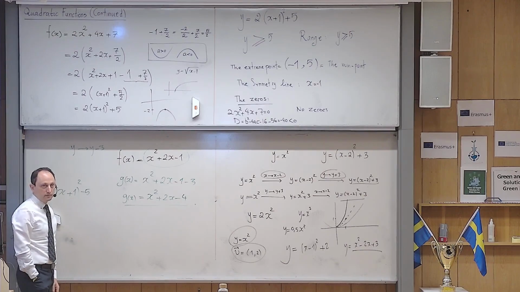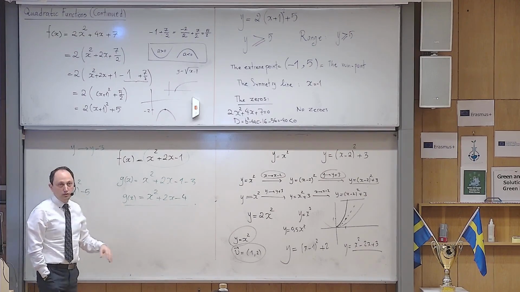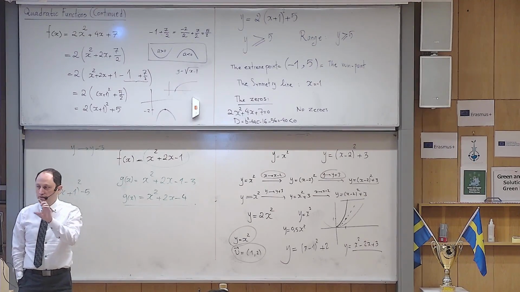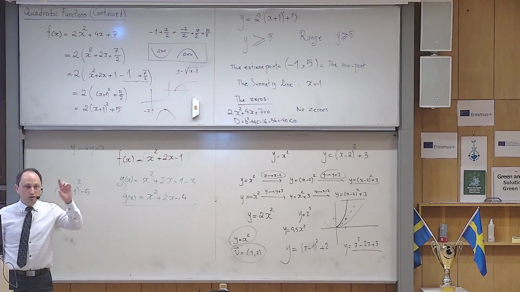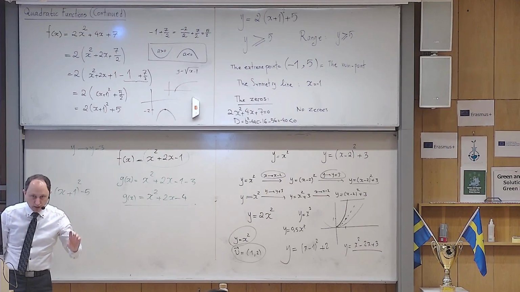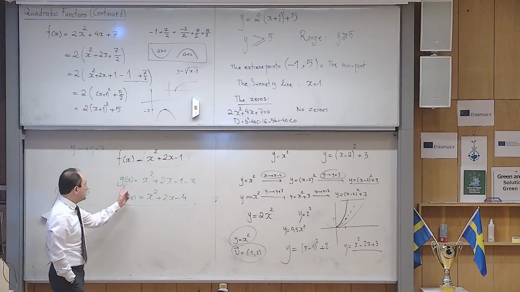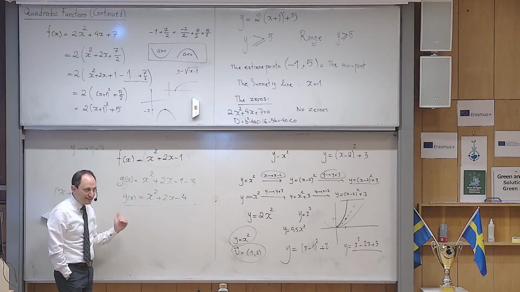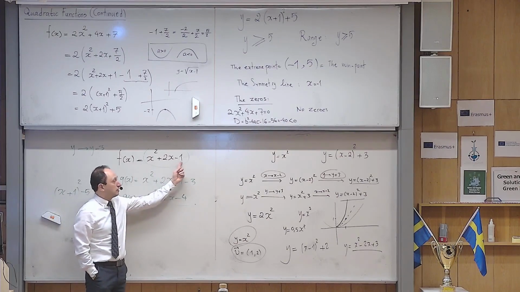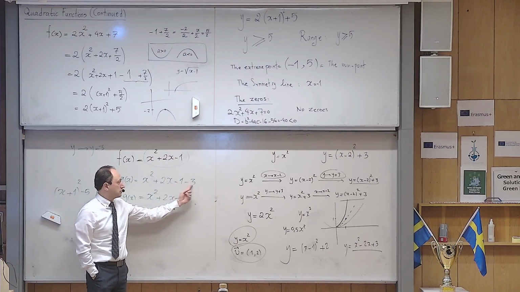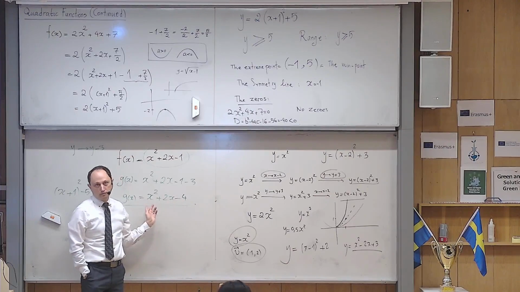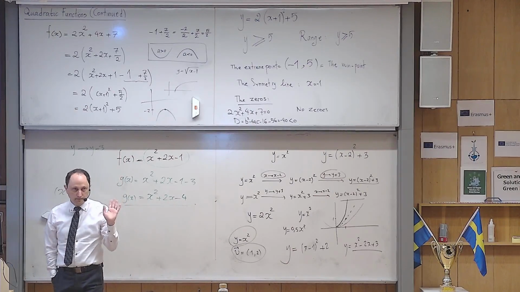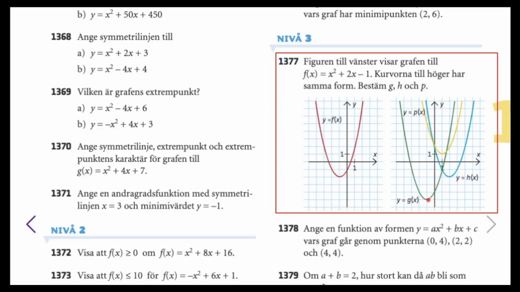Is that clear? Because by comparing those two graphs, I realized that the green one is the red one shifted 3 units down. So it means the new y value is the old y value 3 units less. This is my old y value. I take 3 out of it and I simplify it. That's it. Yes? Okay, now let us go back to the board.